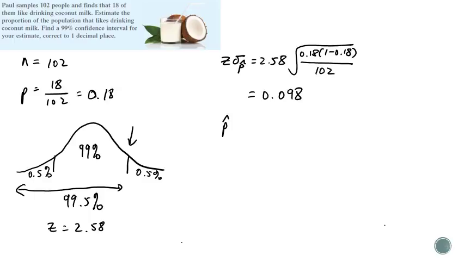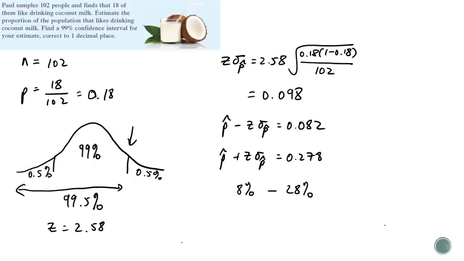So then looking at our confidence interval, that would then give us from 0.082 all the way up to 0.278, which then means our confidence interval this time will be between 8% to 28% of people who would actually like drinking coconut milk.